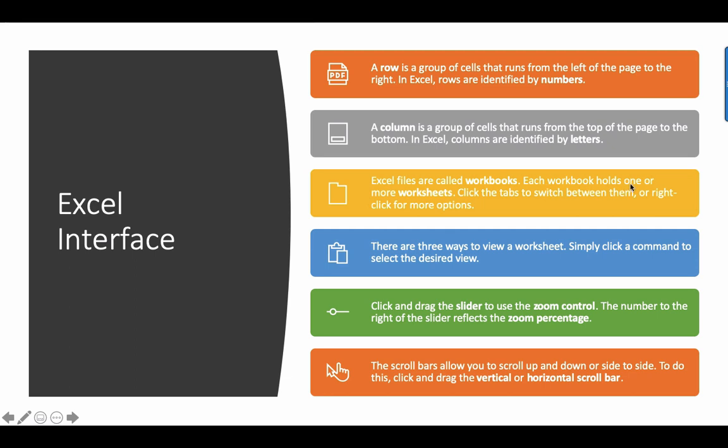Next is the workbook. Each workbook holds one or more worksheets. Click the tab to switch between them, which is located at the lower part of the screen. Next, we have three different types of views here, which simplify how you view the worksheet. You can also use the slider that allows us to control how big or small the items are per page. And last is the scroll bar that allows you to scroll up and down depending on the size of your window.